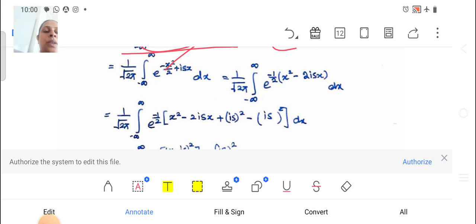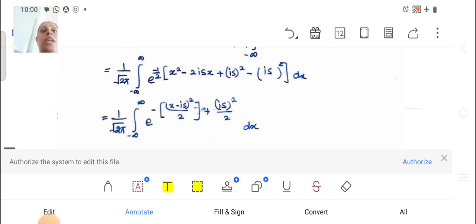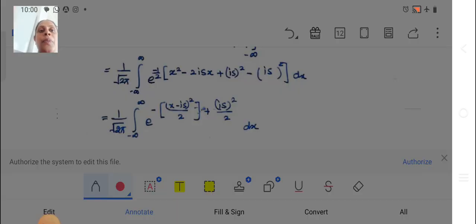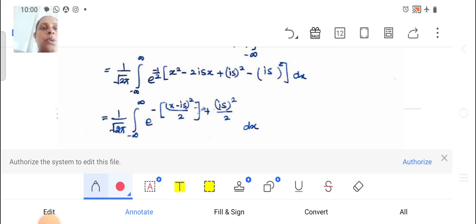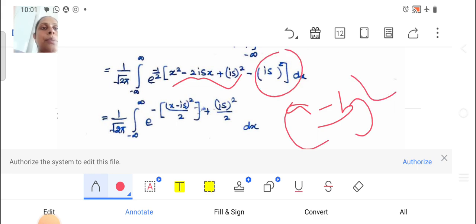Here it is the formula a^2 minus 2ab, and we are missing the b^2. So here b^2 is nothing but (is)^2, so we add and subtract (is)^2. This gives the formula e^(-(x - is)^2/2), that is (a - b)^2 by 2, and the remaining one is e^((is)^2) into dx.